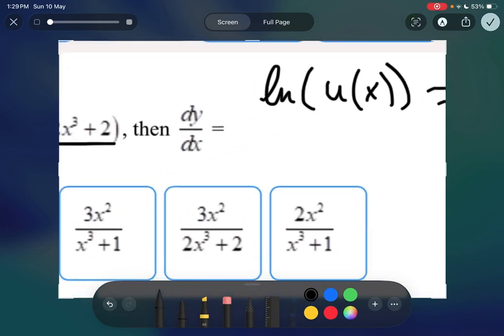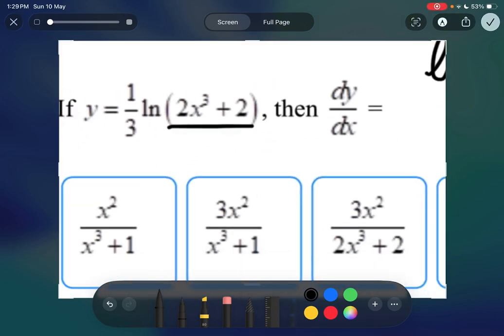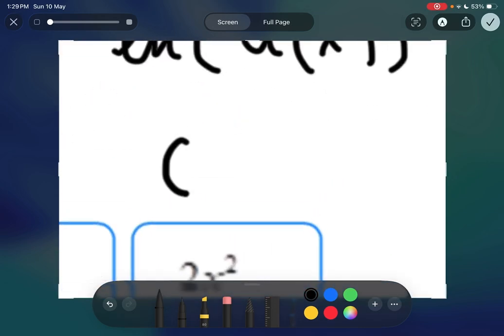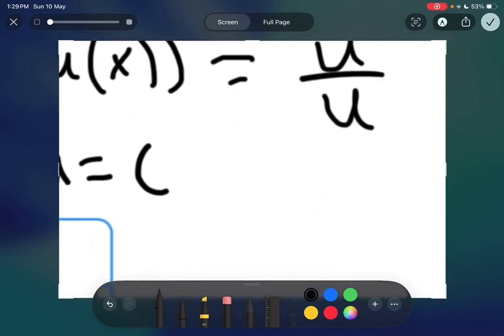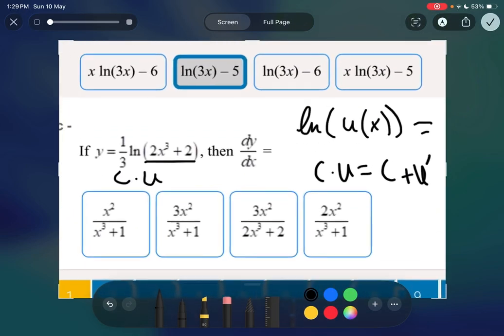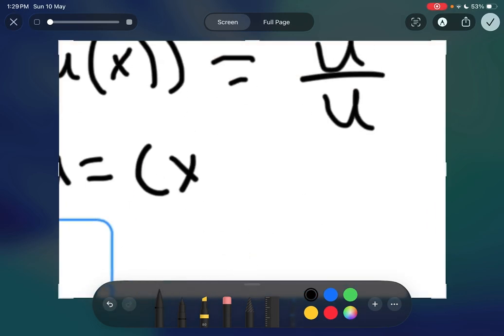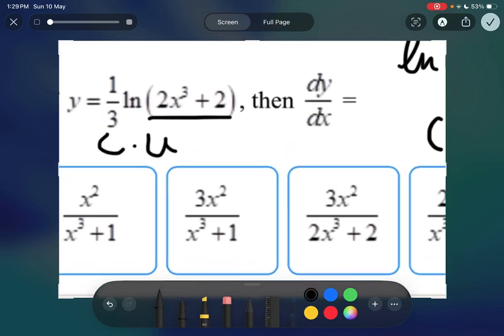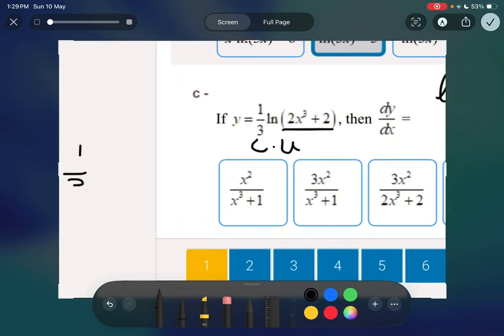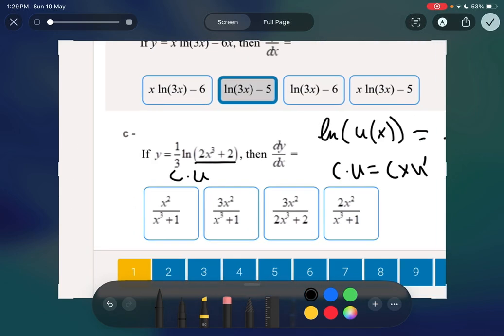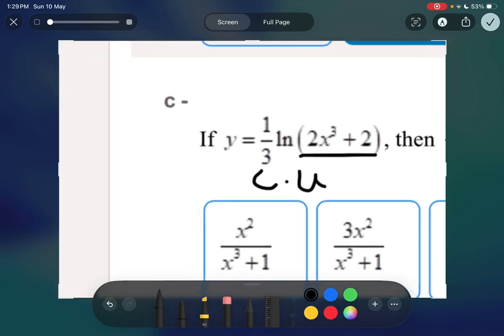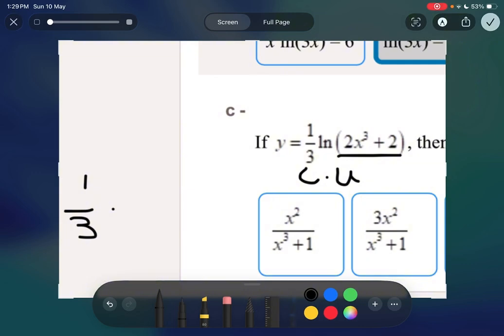That's the formula. So here we have 1 over 3 staying outside because here it's c times u, right? And the derivative of c times u is equal to c times u prime. Okay, so here we leave 1 over 3 how it is, and then times 2x^3 plus 2. So you do u prime over u. The derivative of this is 6x squared, okay, over u, yani the thing, 2x^3 plus 2.